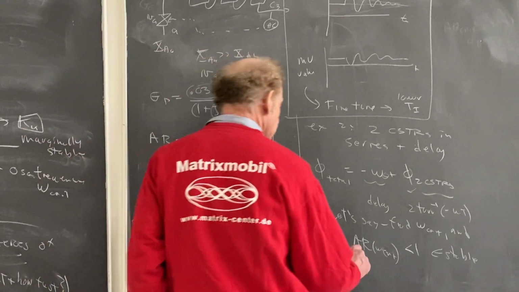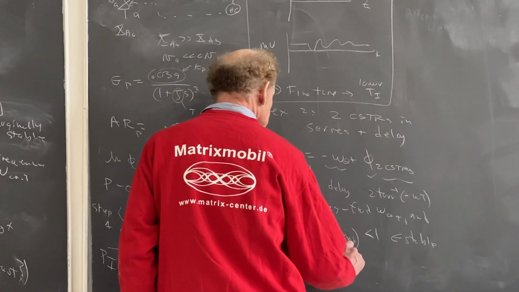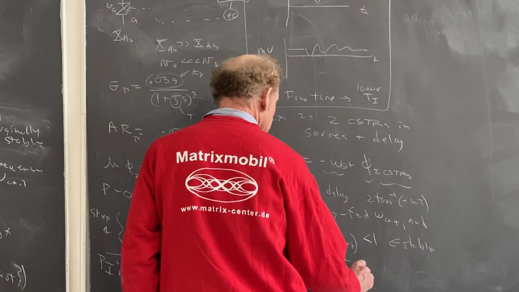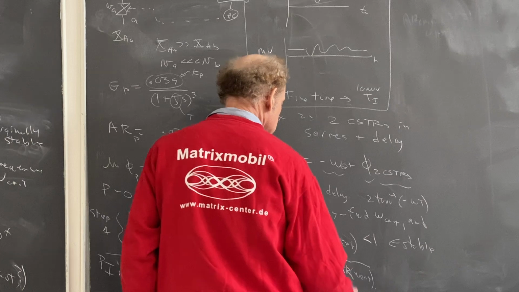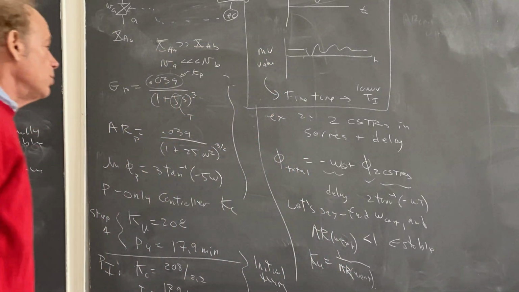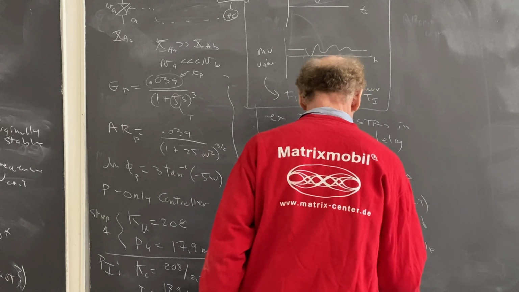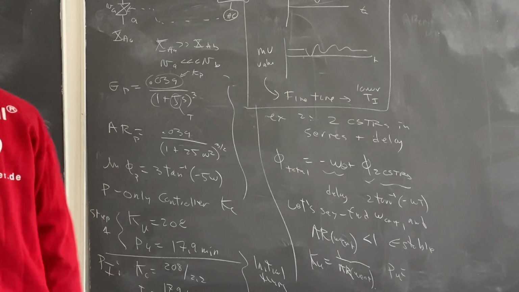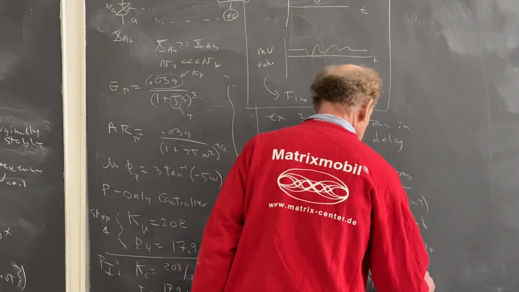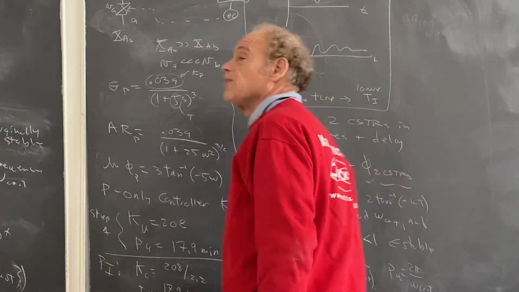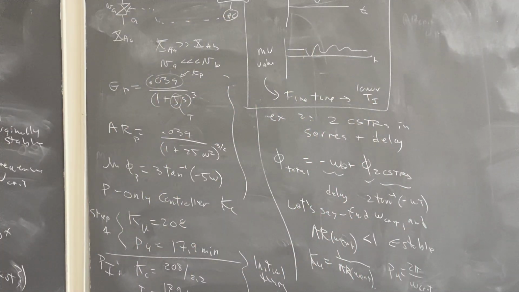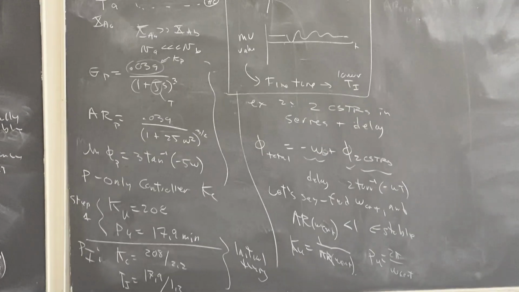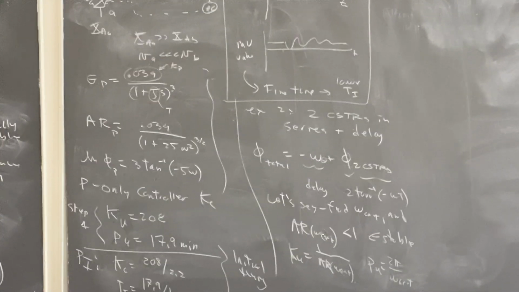So now I say Ku is equal to 1 over the amplitude ratio at omega critical. And Pu is 2 pi over omega. So I have those, and again, I use this correlation to get the tuning constants. And that's my initial tuning. Of course, I would have to do some fine tuning after that.